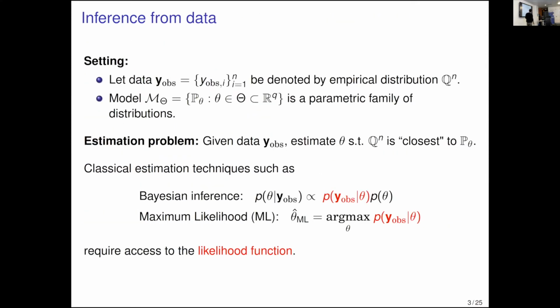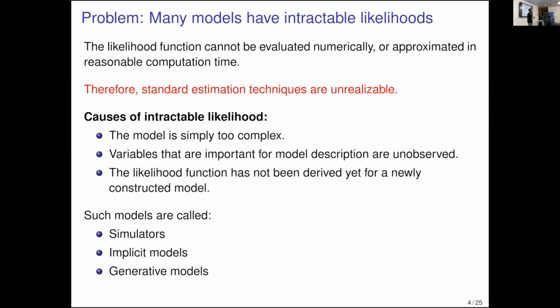Okay, and we're back. Or you could do Bayesian inference, which also relies on the likelihood function. Now, the problem is that for many models, especially in physical sciences and engineering, the likelihood function is intractable, which means that it's not available in closed form, and cannot even be evaluated numerically or approximated in reasonable computation time. Which means that maximum likelihood and Bayesian inference, the classical standard inference techniques, are not applicable in this scenario.